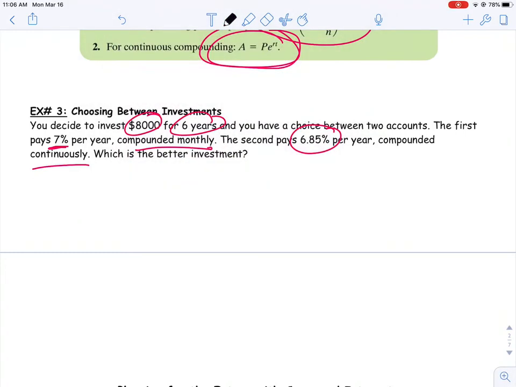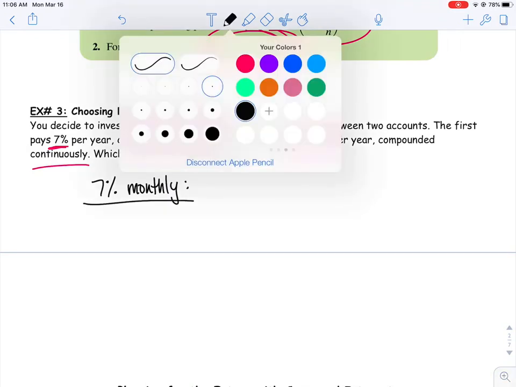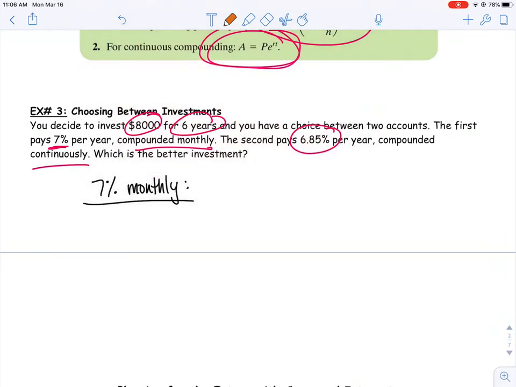But now let's actually do some work to figure out which one we think is going to be better. So let's make a little chart here. Let's do our 7% compounded monthly versus, let's do orange, our 6.85% but compounded continuously. Okay, 2 different ideas, 2 different formulas we have to use. Let's set them up separately, and then let's actually do the calculation to see which bank we should choose.